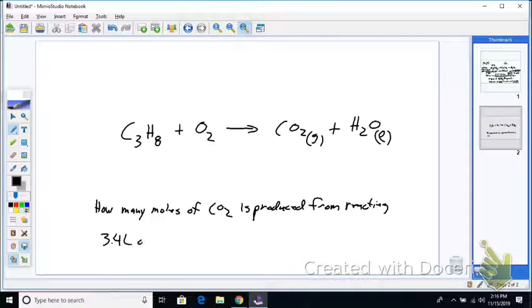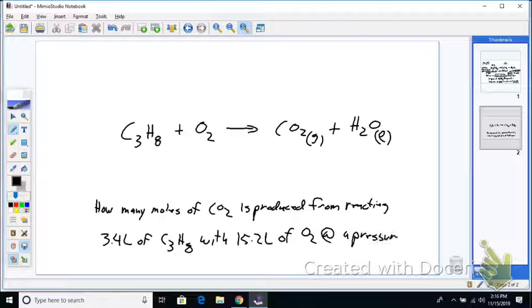3.4 liters of C3H8 with 15.2 liters of oxygen at a pressure of 1.3 atmospheres and 45 degrees Celsius.